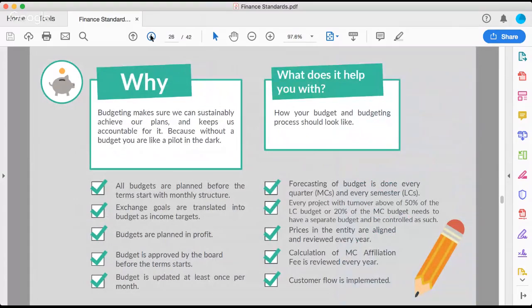I'm not going to go through all of them because I don't think it makes a lot of sense for this one. But we make sure that you have a budget before your terms start, that they are planned in profit, that you're able to translate your budget goals into exchange goals for your LCVPs. And that we also do a forecasting of the budget. So what do we think that our yearly results will be if we follow the current budget? And that, for example, if you're organizing conferences or Youth Speak Forum or other events, that you have a separate budget for that. That is important here.